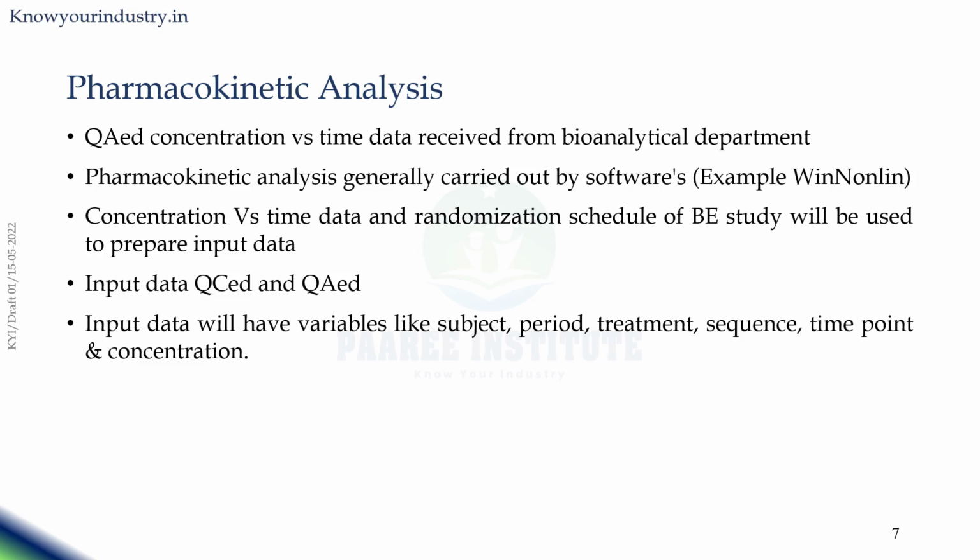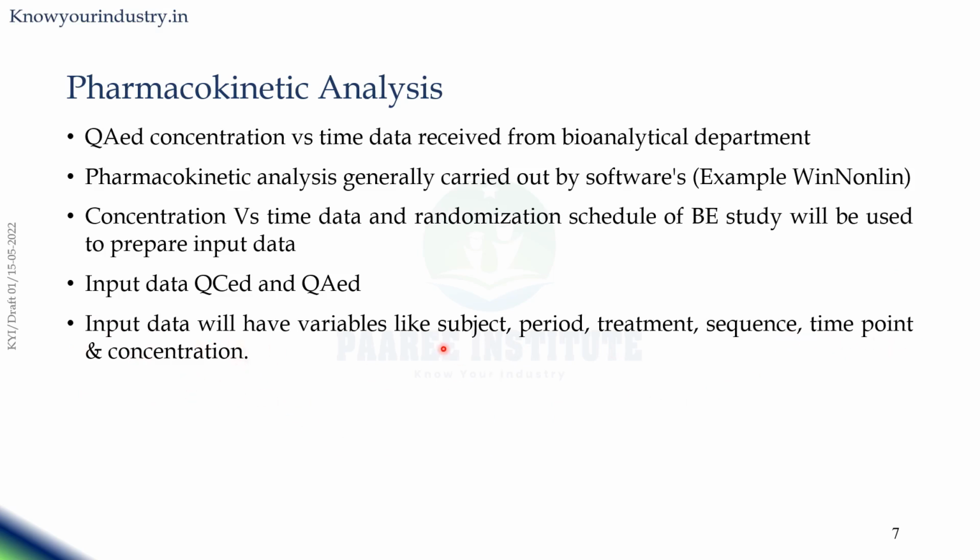So this concentration versus time data and the randomization schedule of the BE study will be used to prepare the input data first for the study. Then the input data will be QC'd and QA'd. The input data will have variables like subject, period, treatment, sequence, time point, and concentration. This is very critical. You can see this is how it will be aligned. You will have the sequence, the period, subject, time point, and concentration.